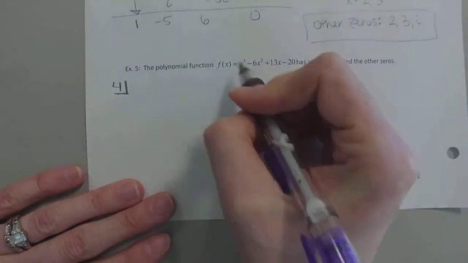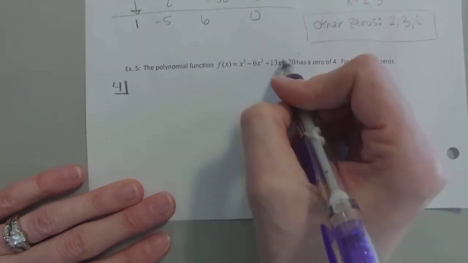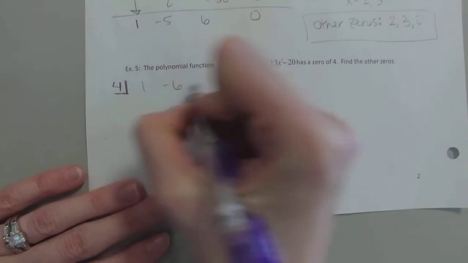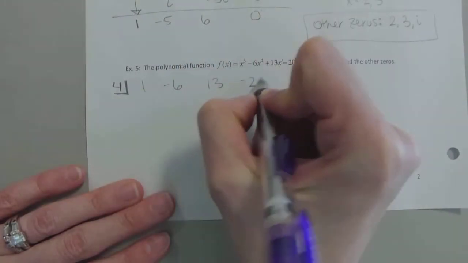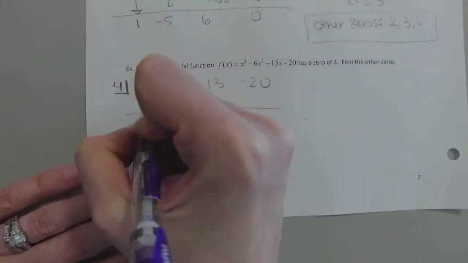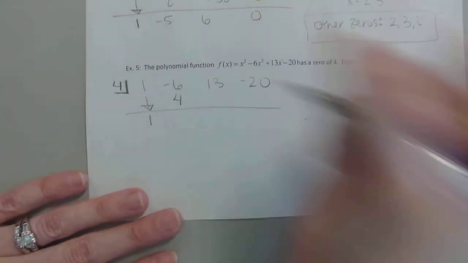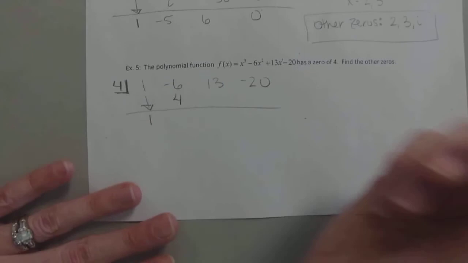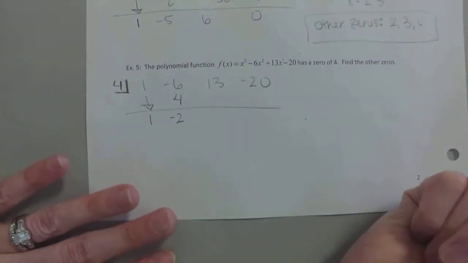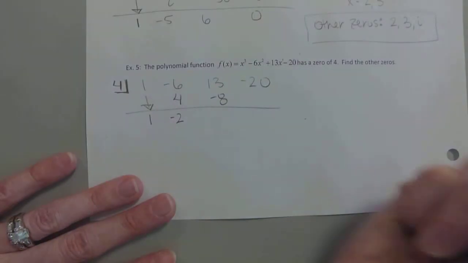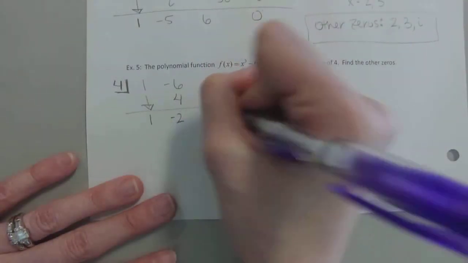Okay, so this next one's basically identical to that, guys, except the remaining quadratic that comes out of it is not factorable. So we just have to use the quadratic formula, okay? So what's the zero they give us? 4, so we'll leave 4 alone. And we have cube, squared, first degree, constant, so everything looks good there. So we'll have 1, -6, 13, -20.